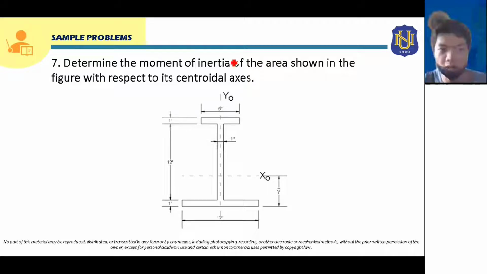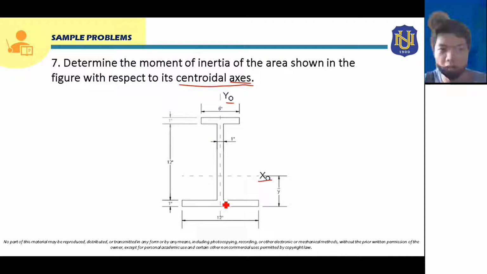Number 7, determine the moment of inertia of the area shown in the figure with respect to its centroidal axis. With respect to its centroidal axes, plural, meaning we have to determine the moment of inertia both with respect to x sub o and with respect to y sub o. So these are the centroidal axes for this composite area. It's just like an I-shape cross section.